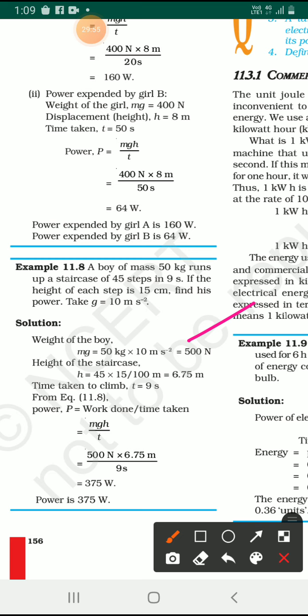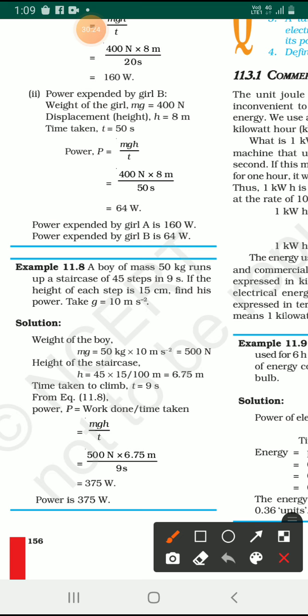Weight of an object we take. In order to take the weight, we multiply the mass into gravity. Gravity is 10, given. So mass is 50, gravity is 10. So 5 tens are 500. So you can say 500 Newton is the weight of the boy, which is nothing but mass into gravity. Okay. So next, the height of the staircase.